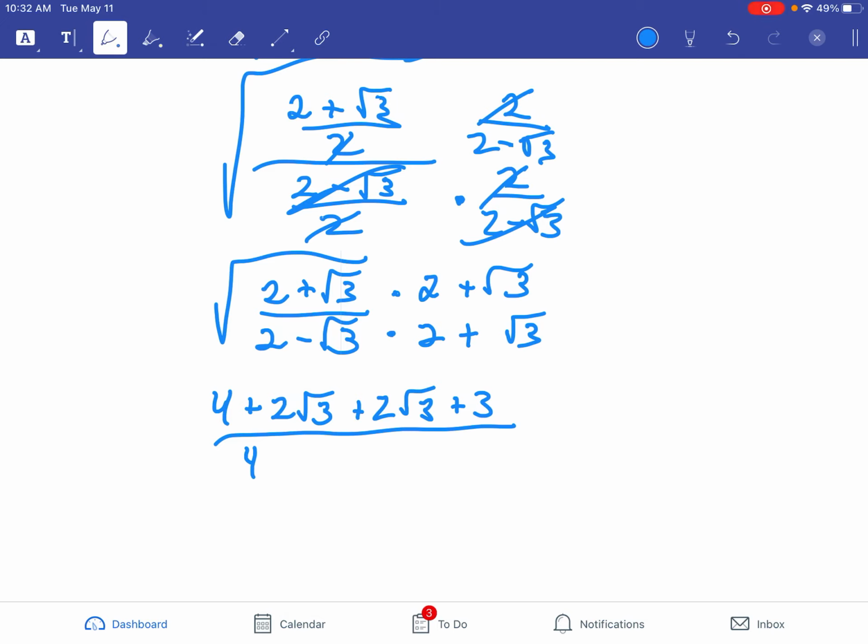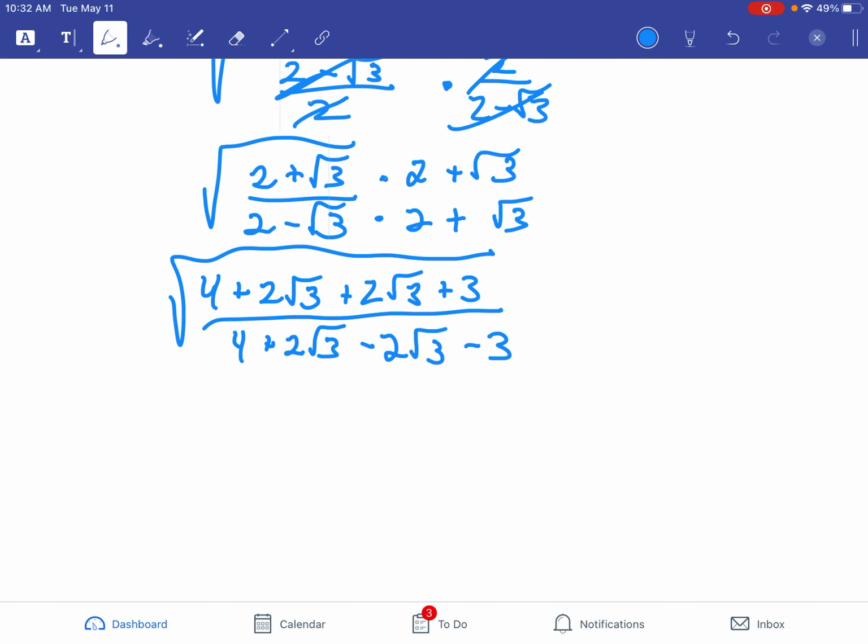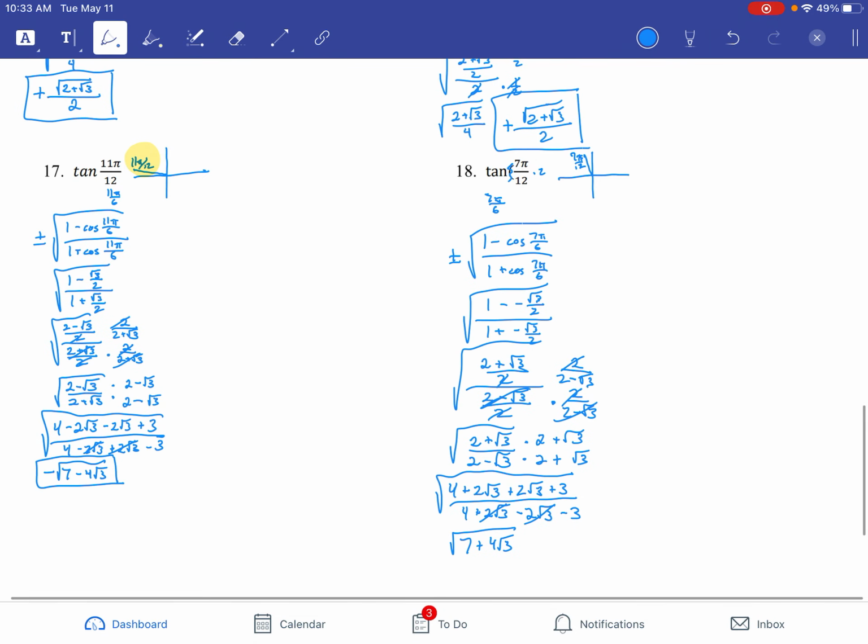On the bottom, we have 2 times 2 is 4. 2 times root 3 is positive 2 root 3. Negative root 3 times 2 is negative 2 root 3. And negative root 3 times positive root 3 is negative root 9, which is negative 3. Combining like terms, 4 plus 3 is 7, plus 2 root 3 plus 2 root 3 is 4 root 3. These two cancel on the bottom, and 4 minus 3 is 1. So we don't need to write anything in our denominator.